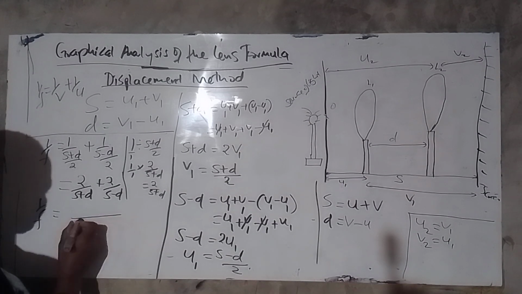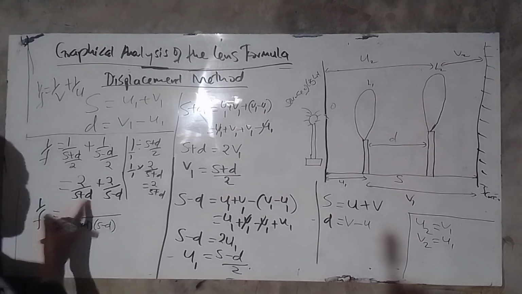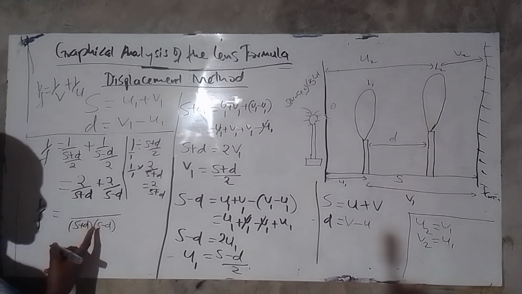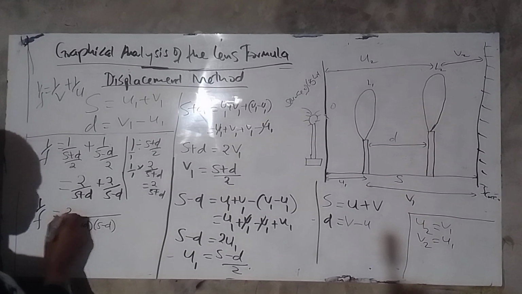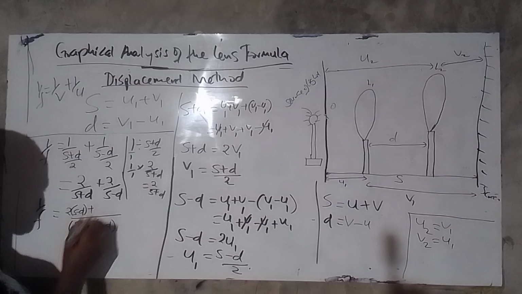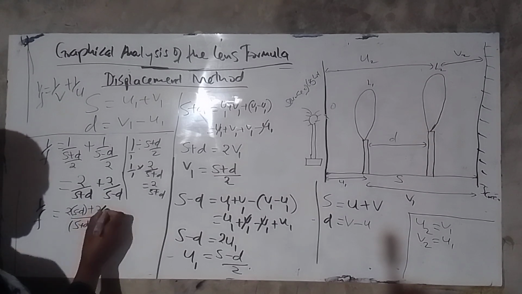LCM is (s plus d) into (s minus d). So s plus d goes into this how many times? That cancels with this. So it goes to there s minus d times. So it is 2 into (s minus d) plus 2. This cancels with that, giving us this 2(s plus d).